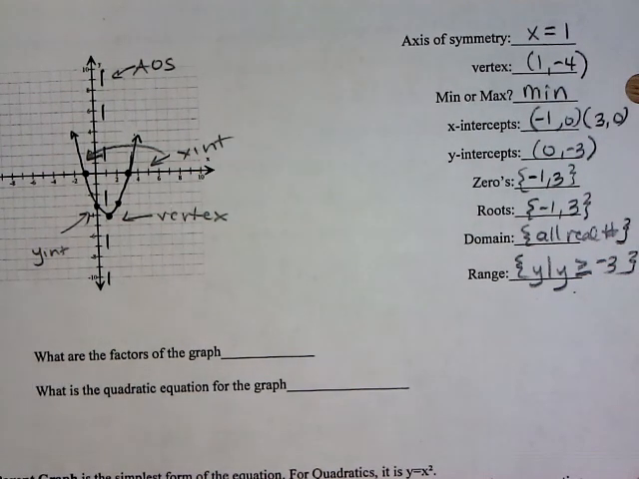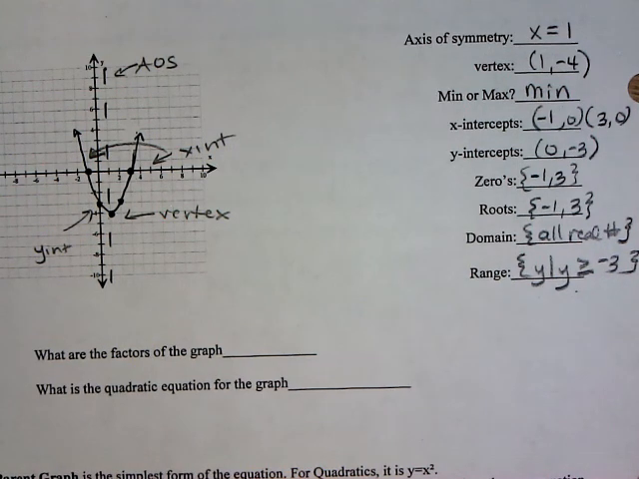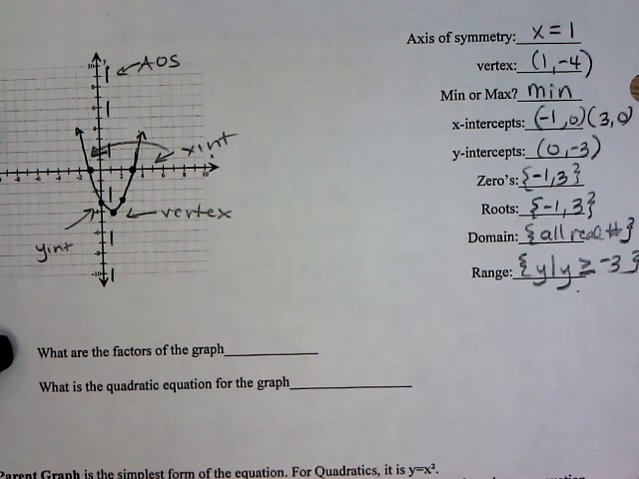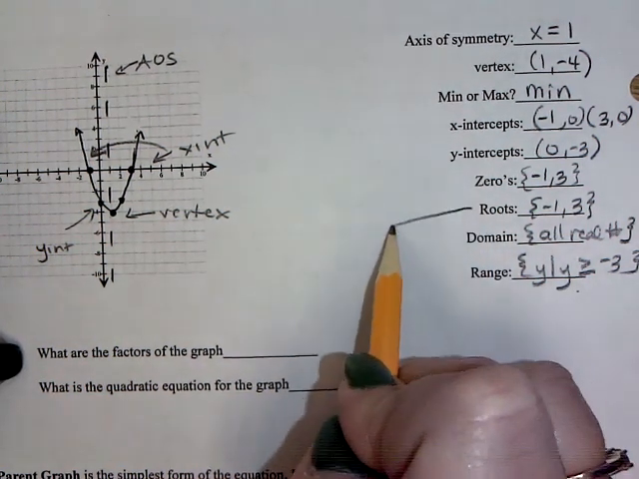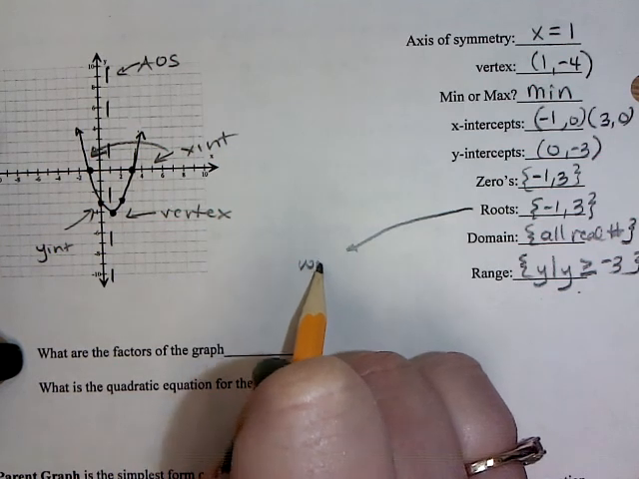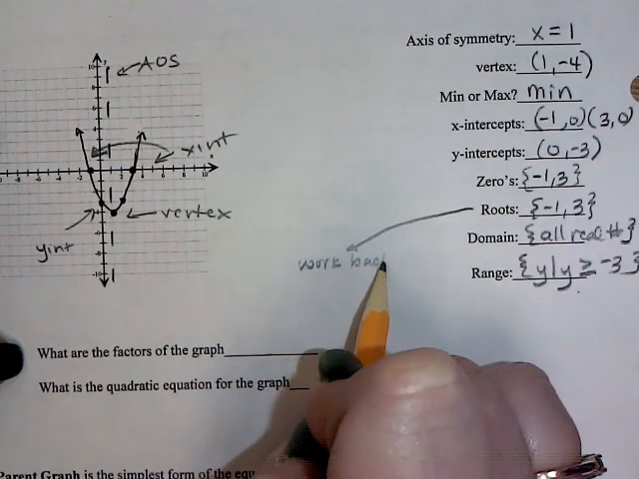Now we see this extra little thing out to the side that says, what are the factors of the graph? All right, the factors of the graph is what equation made this graph happen, because there's no equation attached to my graph if you notice. To find out the factors of my graph, I need to see what made my solution. My solution is my roots. So I need to work backwards from my roots.